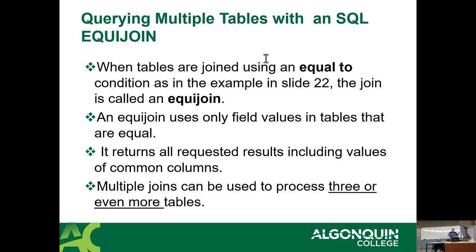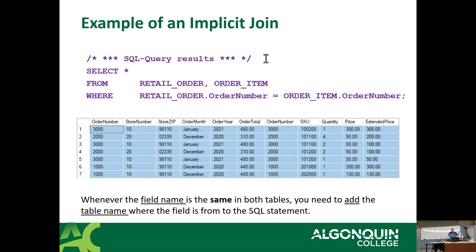So when tables are joined using equal conditions, in this case, in this slide where the order numbers match, it's known as an equal join. In other words, a join where both sides are equal to each other. Order number is equal to order number? Yes. Okay, these rows belong together. Order number does not equal order number? No, this row does not belong together. So it literally goes through the entire list and lines up the matching ones with each other.